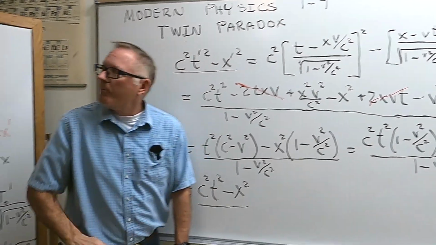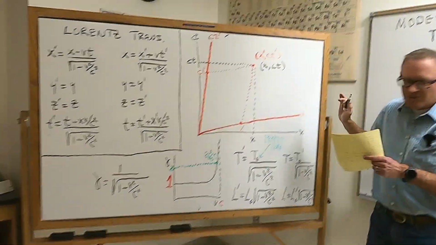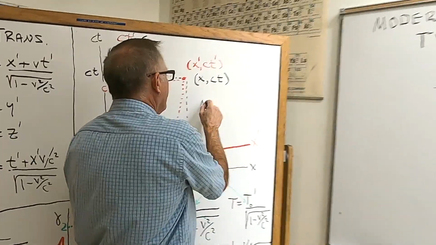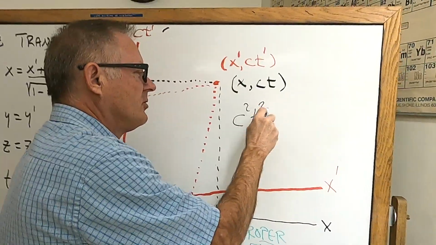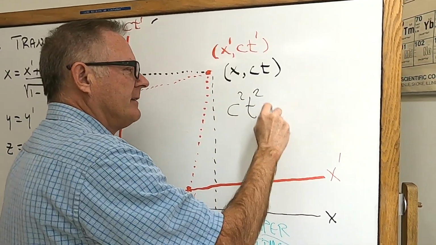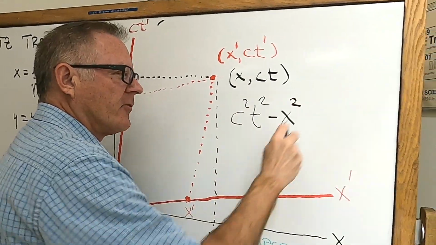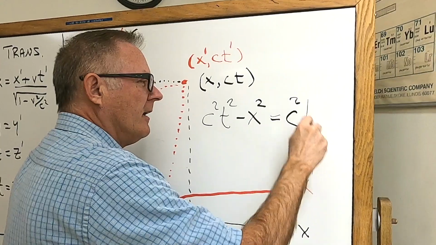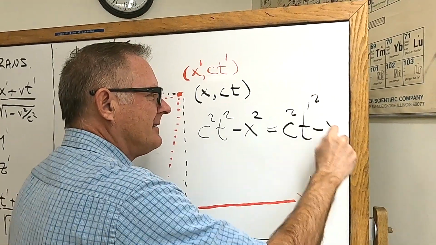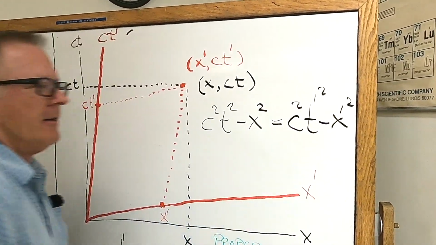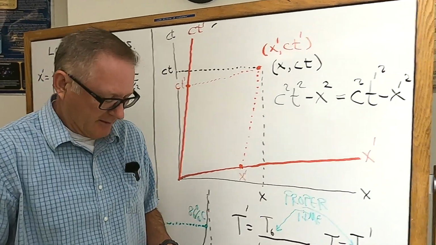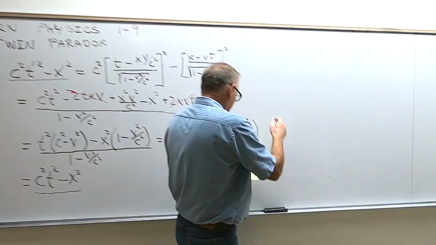Matter of fact, we can even put that over here as a nice new equation: whatever c squared t squared minus x squared is in Frank's frame, it's the same quantity in Mary's frame, c squared t prime squared minus x prime squared. We like things that are the same in all frames. Well, what does this mean? Let's go back to our picture.